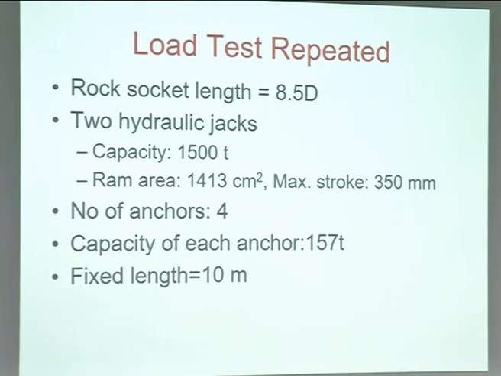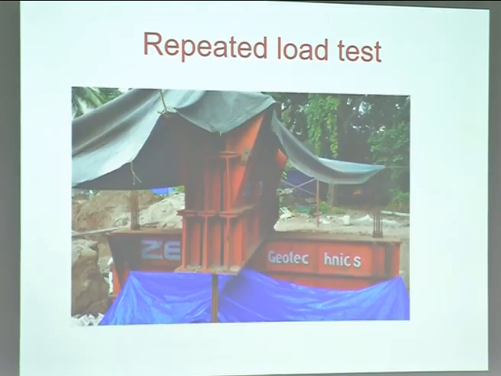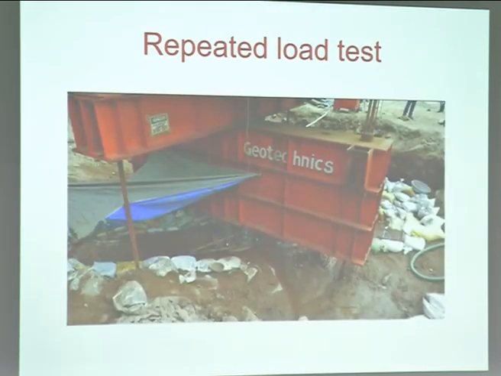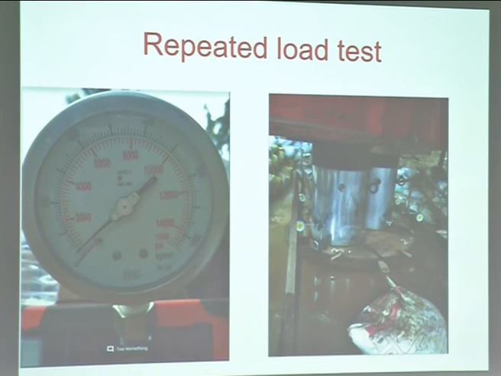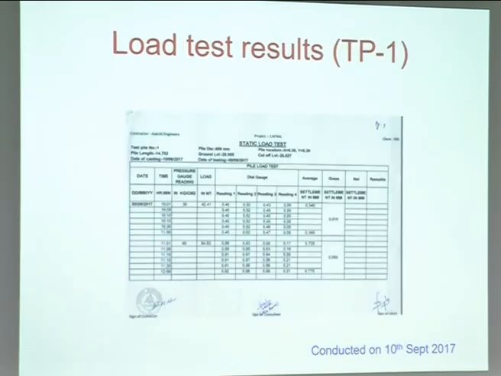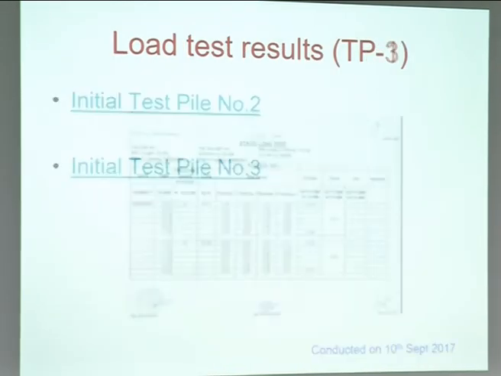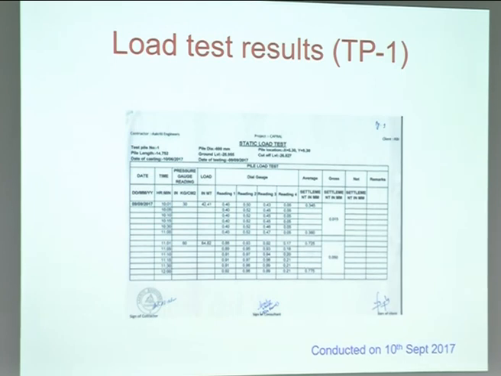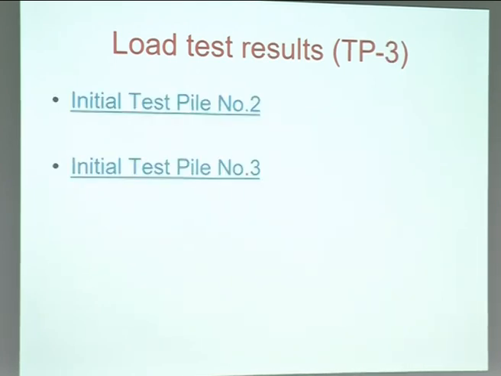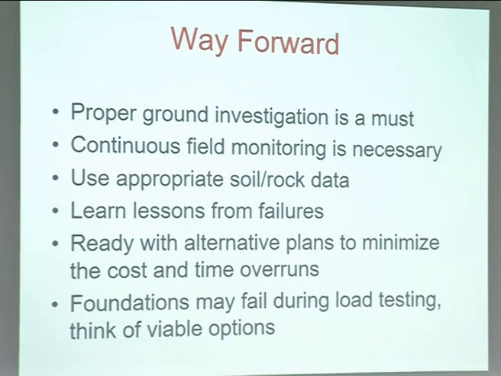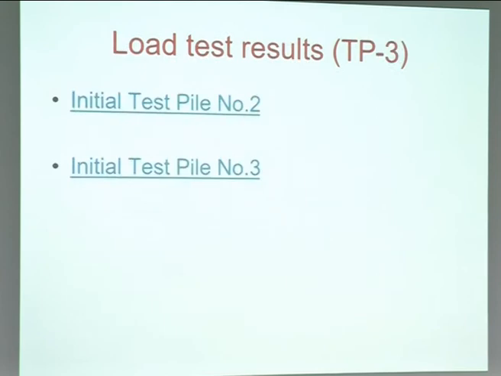Now, the same load test was repeated once again, and this time more precautions were taken. This time the contractor used four anchors instead of two anchors earlier, and two hydraulic jacks were used in this particular case instead of one. This is the load test data, conducted in September 2017, so a very recent one.